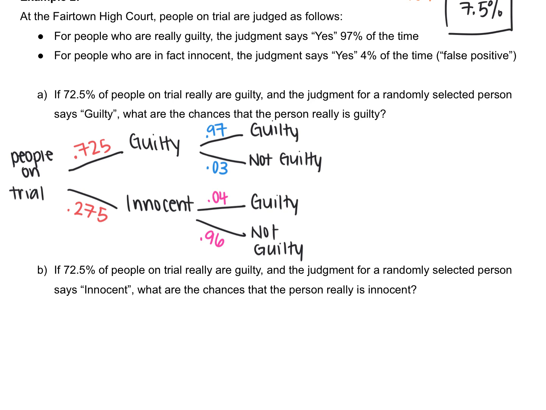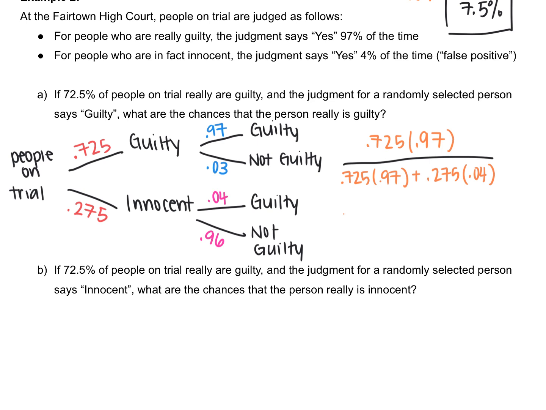Now we're going to find the actual probability, chances someone really is guilty. So for our numerator, we want guilty and guilty, so you actually are guilty and you're found guilty, so 0.725 times 0.97. And then for our denominator, we have the 0.725 times the 0.97 again, but then we also have to do our false positives, so 0.275 times 0.04.